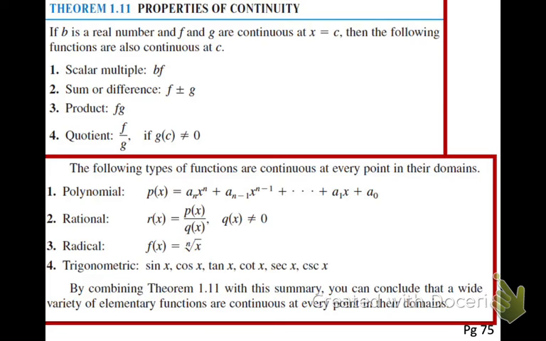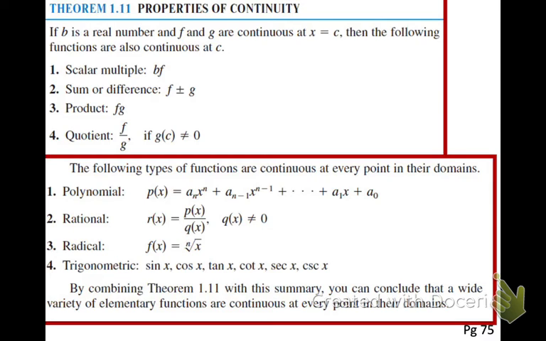Makes sense, right? If I take two things that are continuous and I multiply them, is it going to be continuous? Yes. Now, quotient. The answer is yes, except where g, or where the denominator, is equal to 0. The following types of functions are continuous over their domain. So if it's in their domain, they are continuous. If it's out of their domain, they're obviously not continuous there.